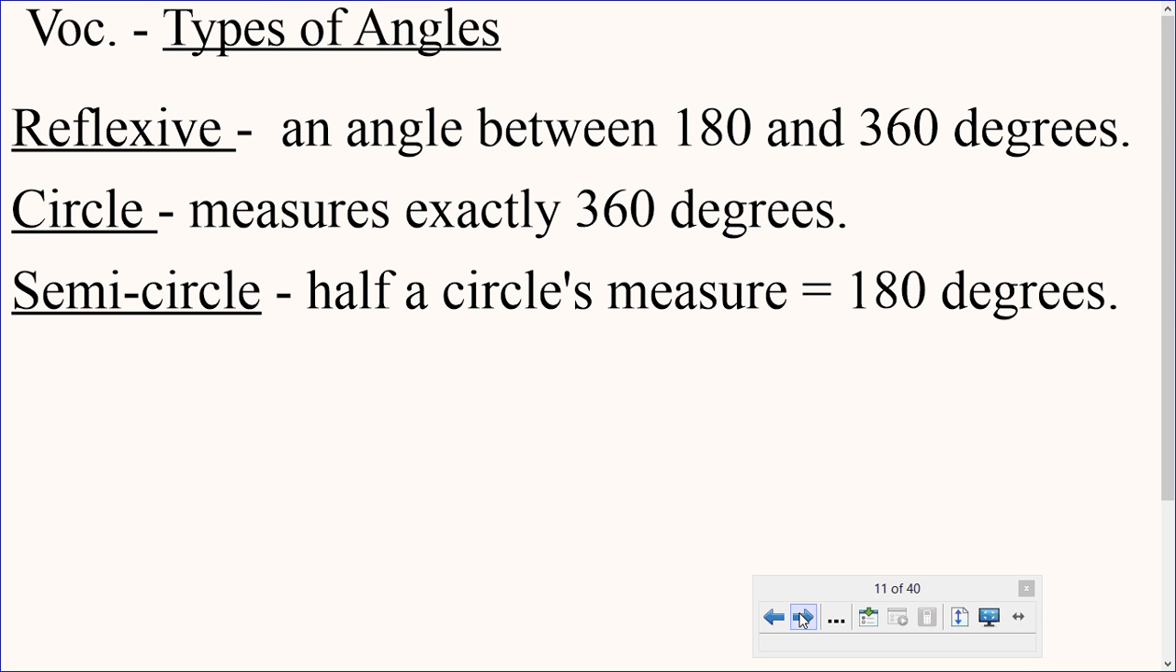There are a few other angles we should talk about. The reflexive angle is the angle between 180 and 360 degrees. The circle measures exactly 360 degrees, sometimes called unit circle. Semicircle is half of a circle's measure, which is half of 360, which equals 180 degrees.